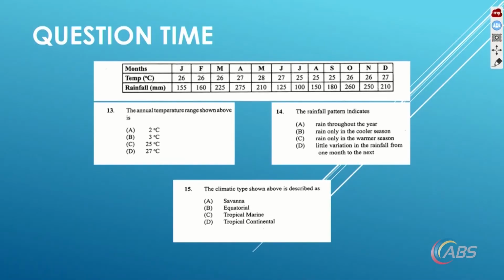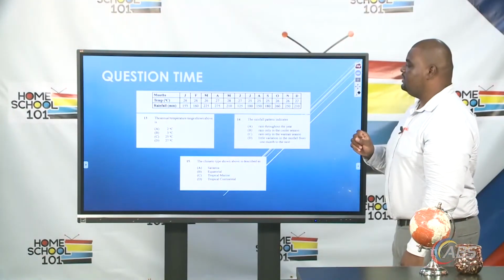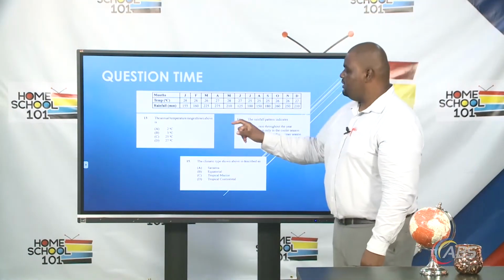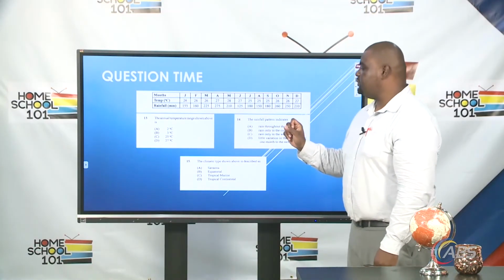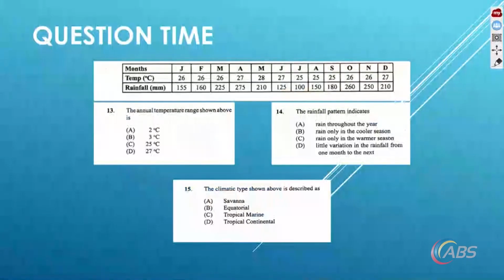So take a few moments to look at the table here, which is related to the questions right here. These are snippets from an old past paper that I decided to put in. Now, first question. The annual temperature range shown is A, 2 degrees centigrade, B, 3 degrees centigrade, C, 25 degrees centigrade, or D, 27 degrees centigrade.